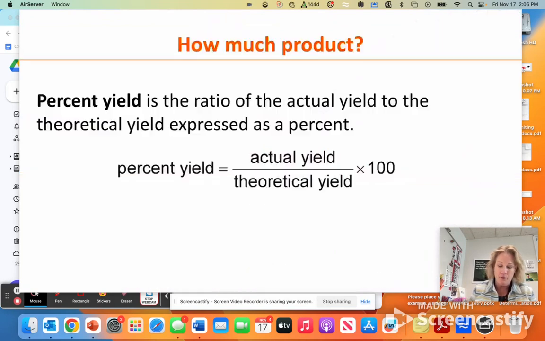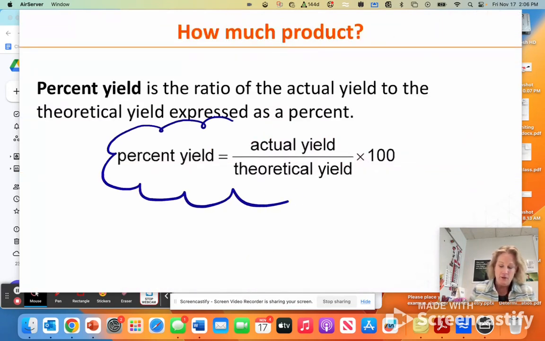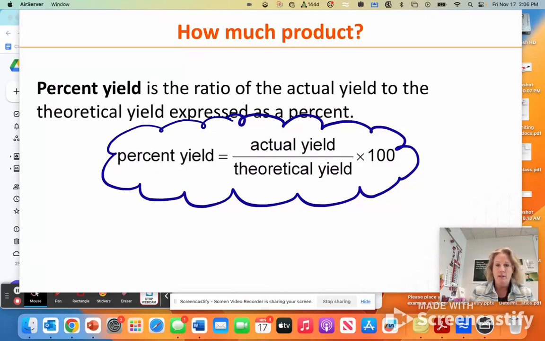So the formula that you should write down is right here. Percent yield is the actual yield, what you really get in the lab, divided by your theoretical yield, what you get from doing stoichiometry.